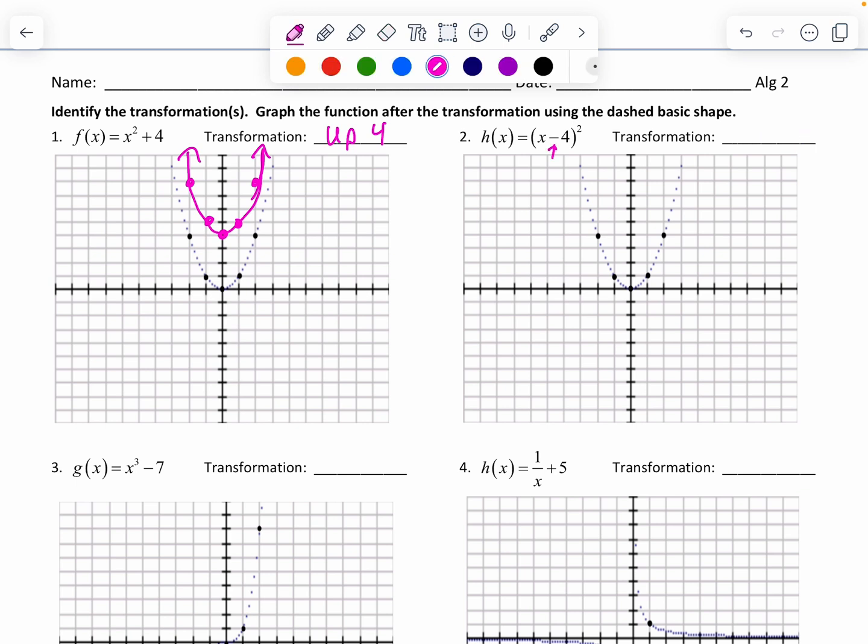If it is a minus sign, we do the opposite of that. So it is going to the right 4. That's my bad. So we're going to go 1, 2, 3, 4, and then move each of those points 4 to the right. So my new transformed quadratic looks like this.